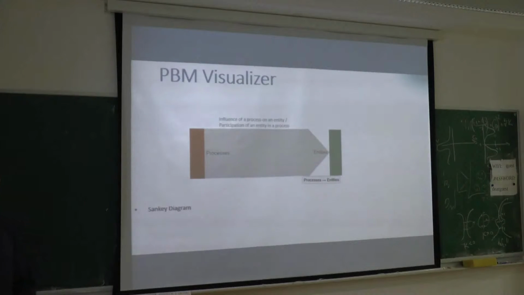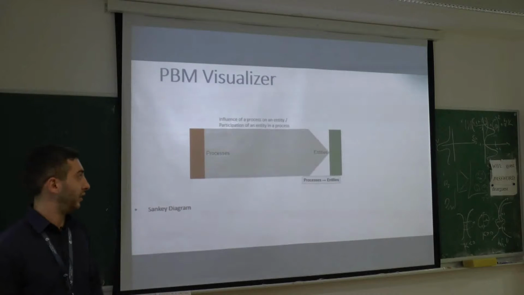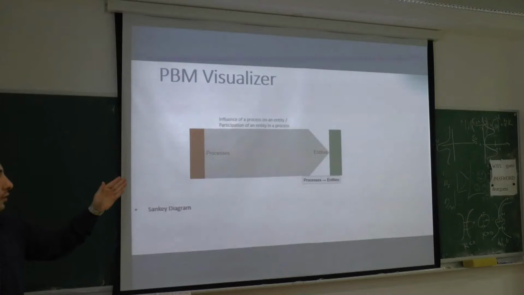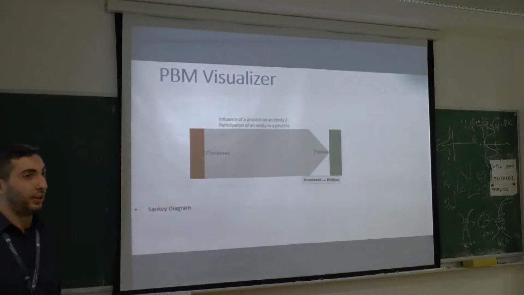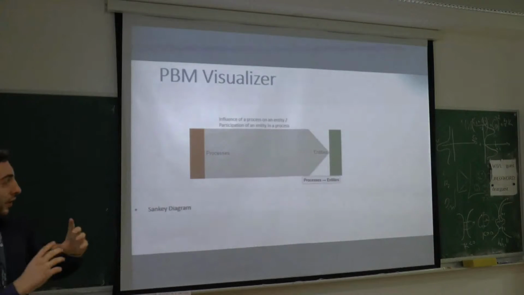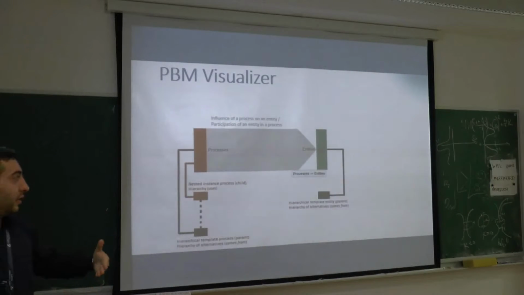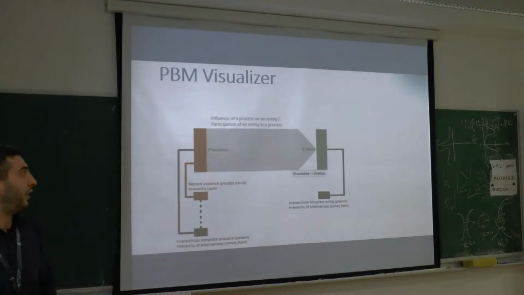So how does a visual model in ProbMod look like? As I said, the two main components are the processes and entities. The influence of a process on an entity or participation of an entity in a process is represented with a gray arrow from one to another. However, they can also have subcomponents, which are the hierarchical templates of entities and also of processes. Processes can also have nested instant processes in their definition. So this is the full schematics of a visual process-based model.